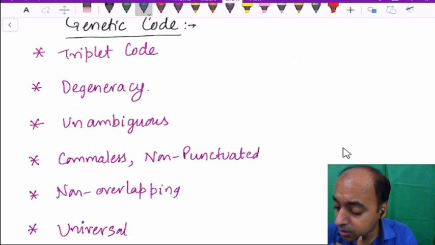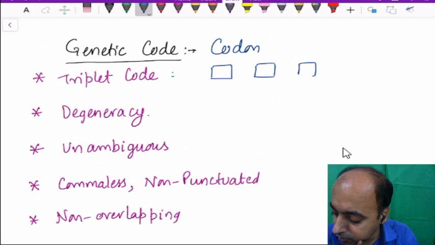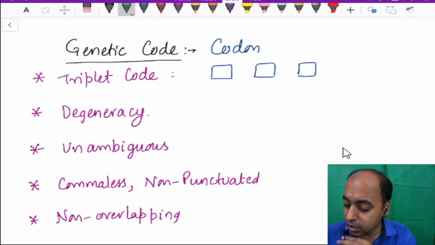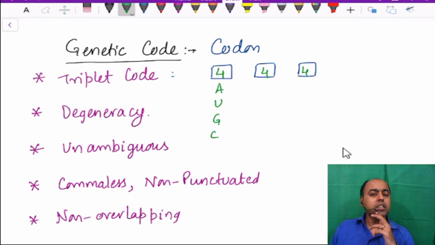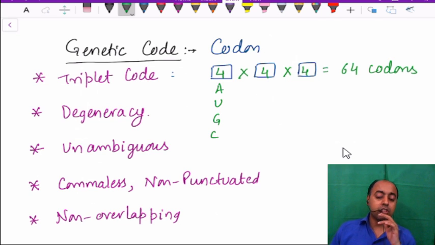When I say triplet code, this means we are talking about the codon as the basic unit of the genetic code. The codon will be made up of three nucleotides. This is what we mean by the triplet code. In addition, you have to remember each of the positions in the codon can be occupied by four different nucleotides. When you're talking about RNA, it can be A, U, G, C. Since the position of each nucleotide is unique, first position, second position, and third position, the possible number of unique combinations will be a product of the numbers, and that is 64 unique combinations. We describe them as 64 codons. So the genetic code is a triplet code, each position is occupied by four nucleotides, therefore we have 64 unique codons.